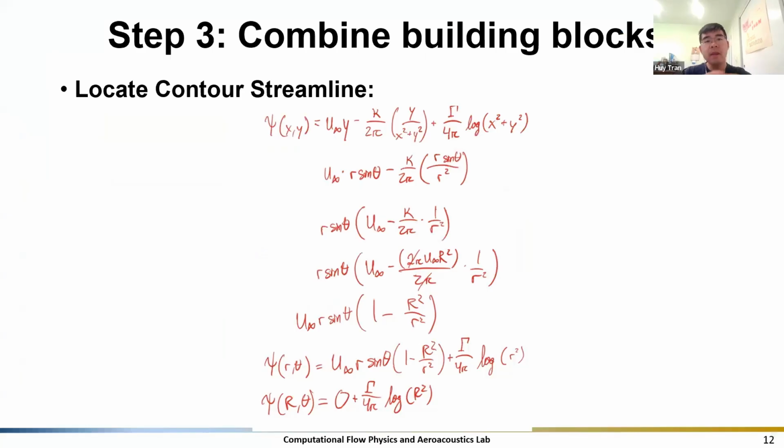Previously, remember once again, the contour line is based on your psi values. Previously there was no gamma section, so imagine it's just this part here. It's just this part here.